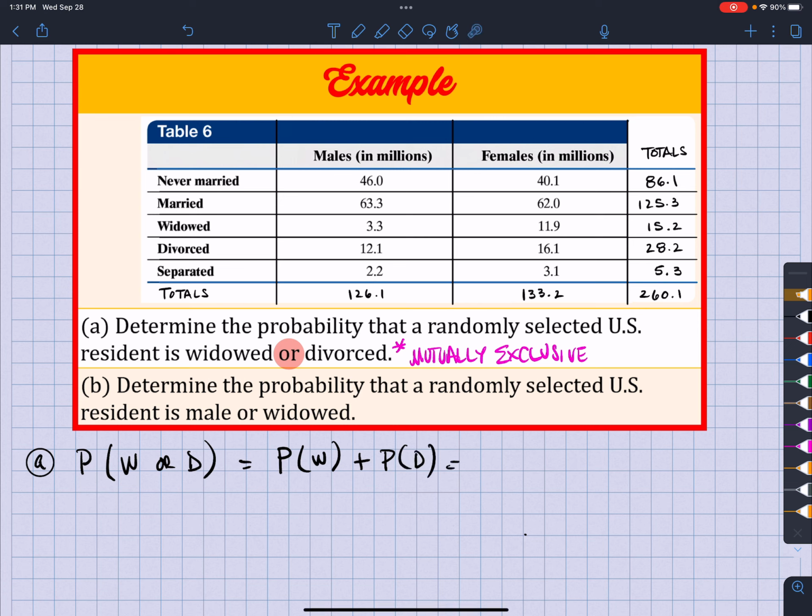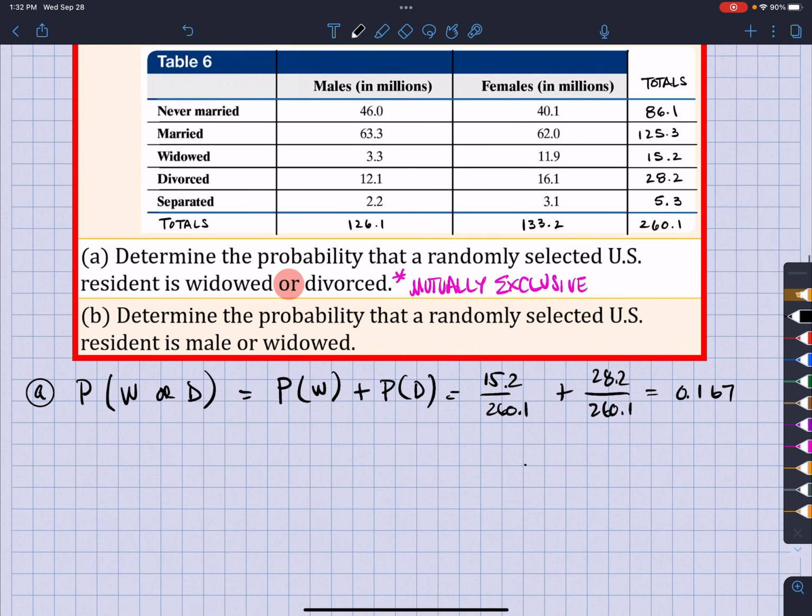So what's the probability of widowed? Well, widowed is here. There's 15.2 out of 260.1, plus the probability of divorced, which is 28.2 divided by 260.1. So that is going to get me 0.167 as a probability.